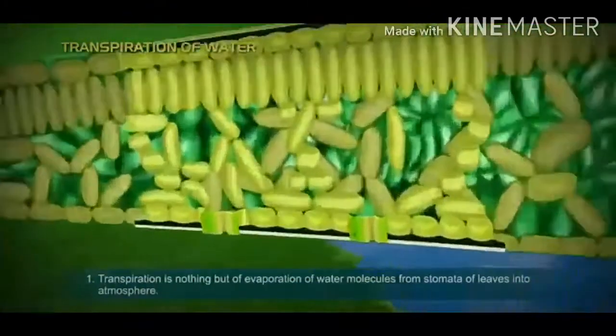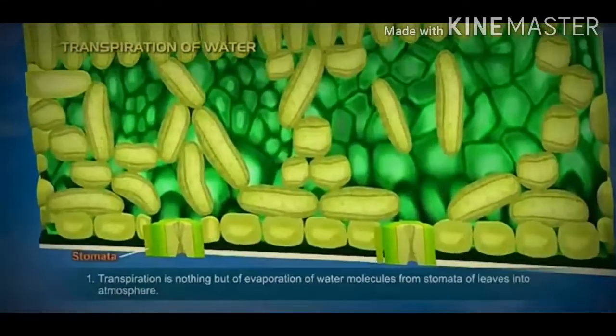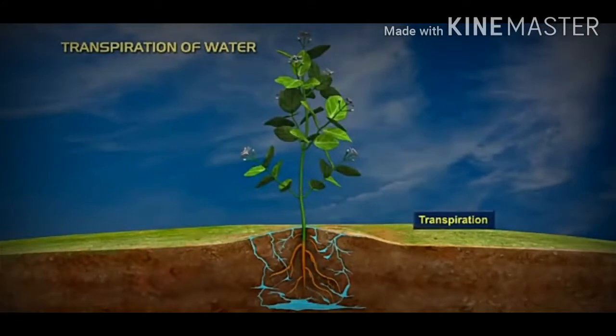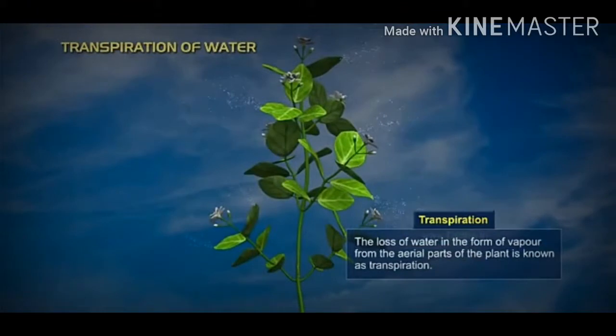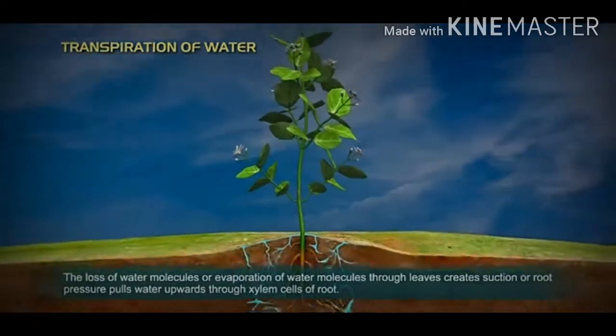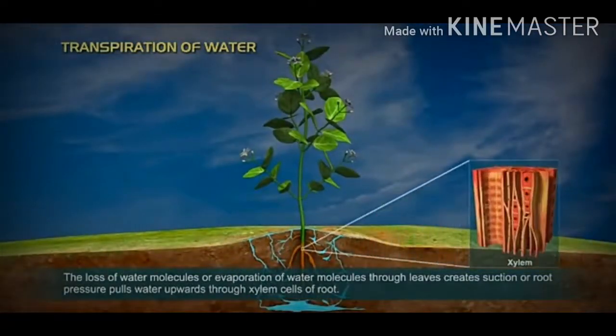Transpiration is nothing but evaporation of water molecules from stomata of leaves into atmosphere. Stomata are surrounded by guard cells. The loss of water in the form of vapor from the aerial parts of the plant is known as transpiration. The loss of water molecules or evaporation of water molecules through leaves creates suction or root pressure, which pulls the water upwards through xylem cells of a root.